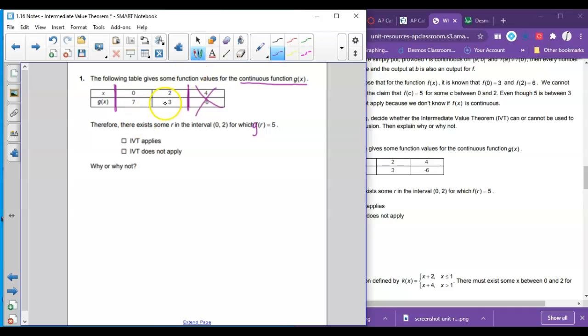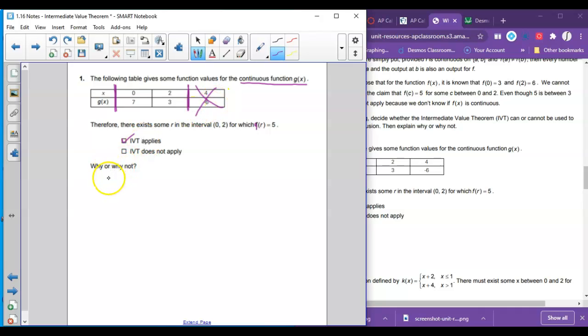And so we want to know if this y value has to be 5 anywhere. So we're going from 7 down to 3. So if we go from 7 down to 3 in a continuous function, we've got to cross 5 at some point. So in this case, intermediate value theorem does apply. So this is going to be a case where it applies.